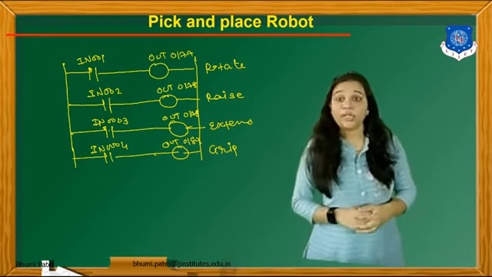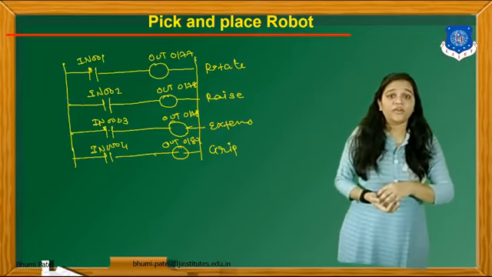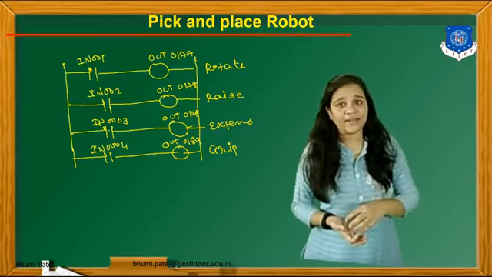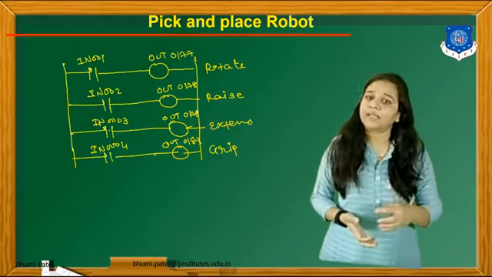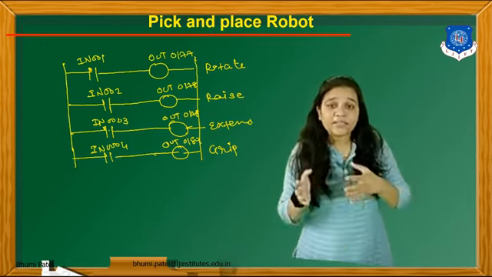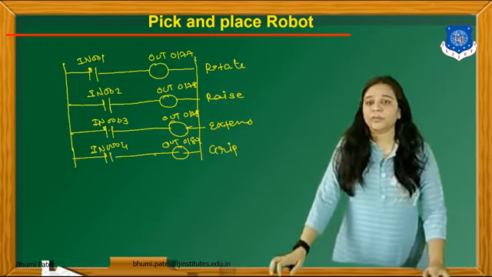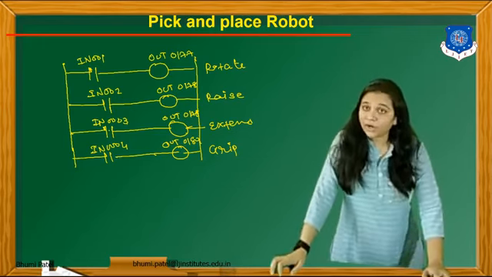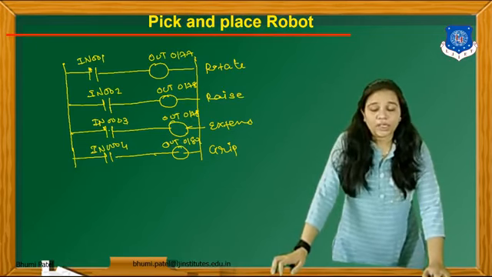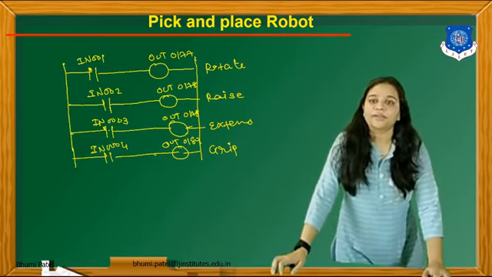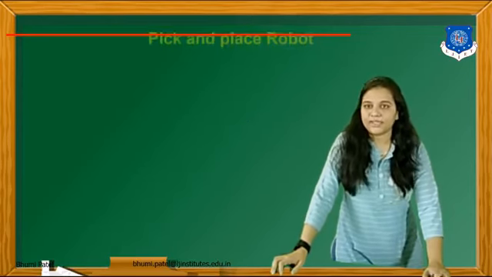My robot will be only one, but we have to apply 4 tasks for this particular robot. So if the rotate function is there, at that time raise hand will not be there, extend is not there, and the gripping part is not there. It is the compulsory condition for the pick and place robot. So for that we have to apply the interlocking process to this particular ladder logic diagram.